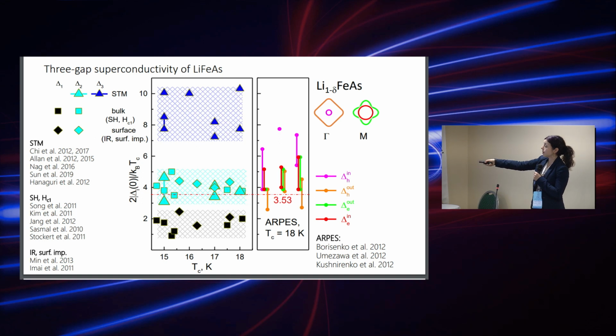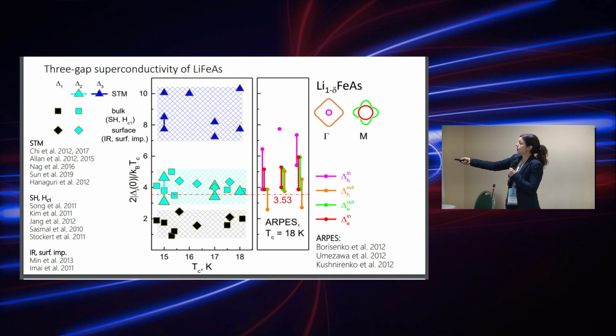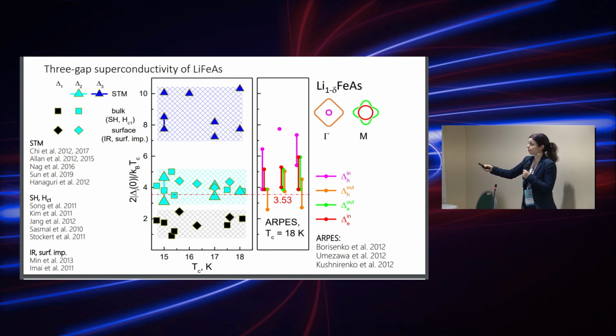The connected symbols illustrate the gap anisotropy, and the colors correspond to a certain sheet of the Fermi surface. Again, ARPES observes the largest gap on the smallest barrel, the smallest gap on the largest barrel, and the middle gap in the electron bands. The data obtained by other techniques are obviously grouped into three ranges.